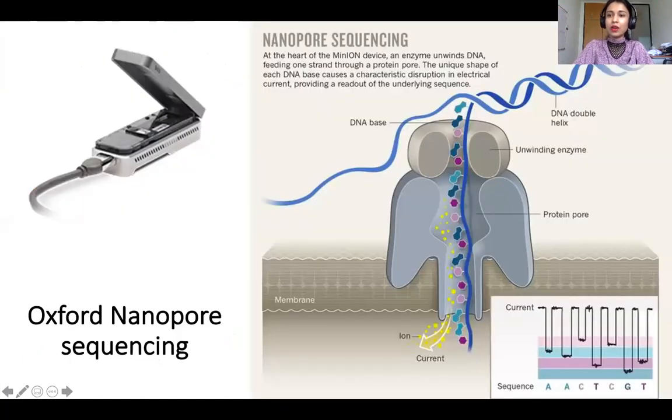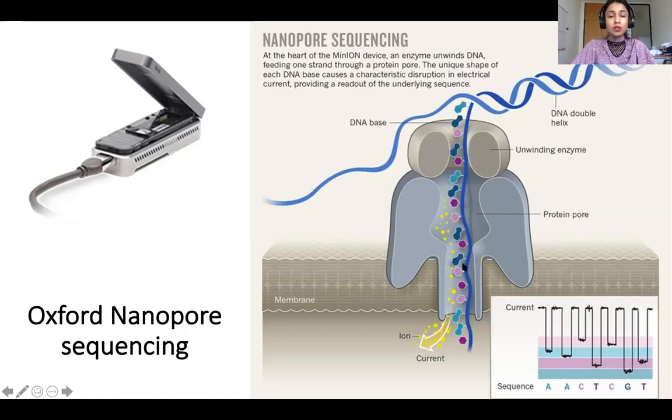And this is exactly how it looks, right? So this is your nanopore and this is your membrane. This blue one is basically a protein pore where your double-stranded DNA gets unwound by an enzyme, your helicase. It basically unwinds and ensures that only a single strand of DNA goes through.